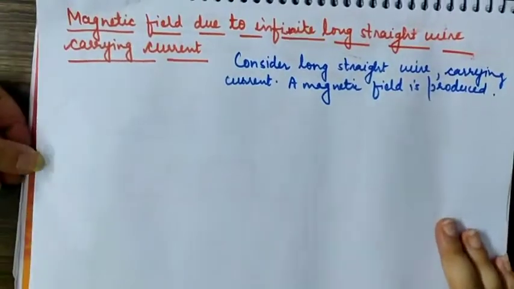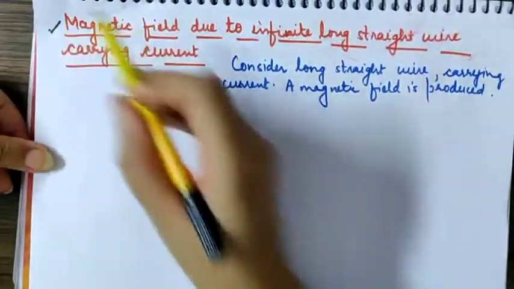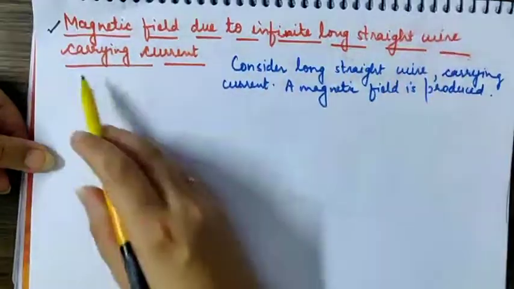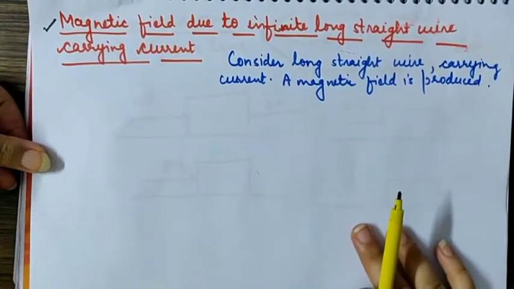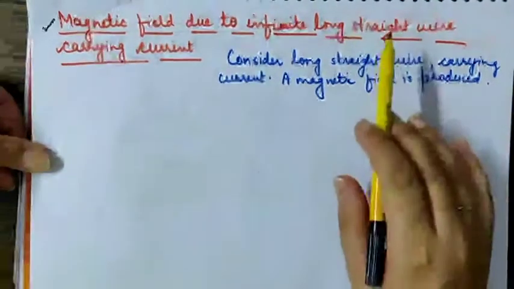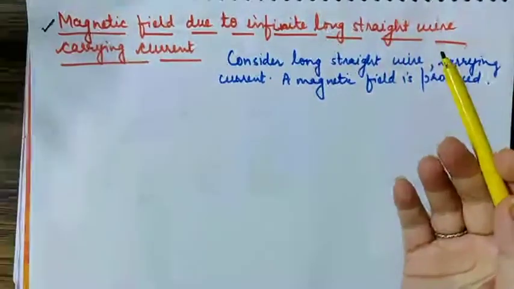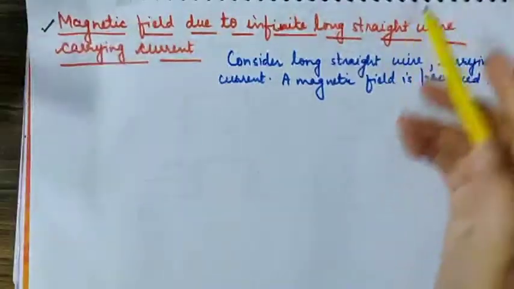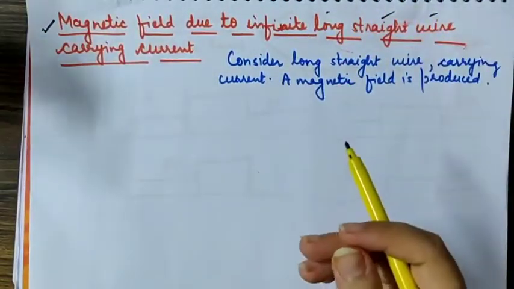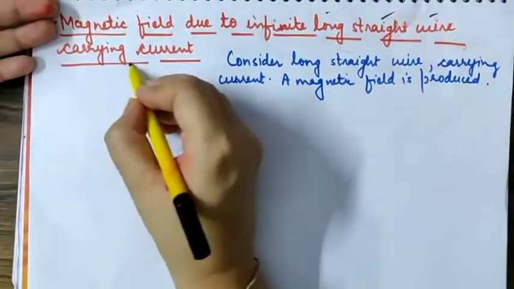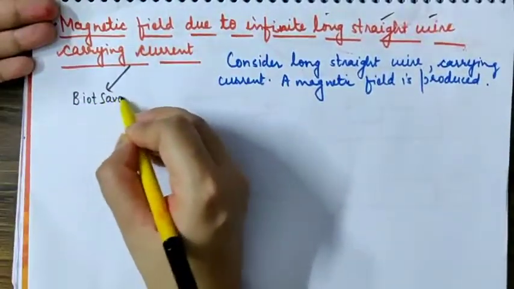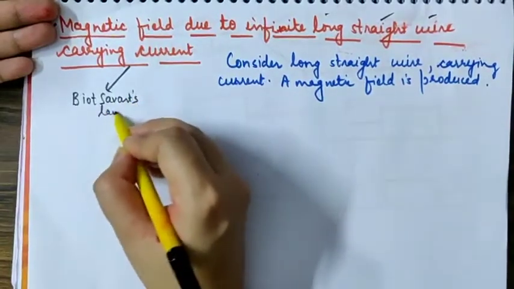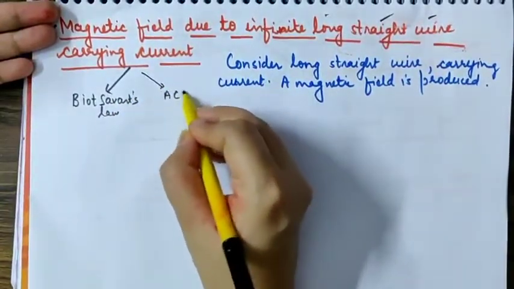So coming to the first application, it is called the magnetic field due to an infinite long straight current carrying conductor. Now I have earlier told you that from the CBSE syllabus there were two ways where we used to find out the magnetic field due to a straight wire. One was with the help of Biot-Savart's law, and second with ACL, that is Ampere circuital law.